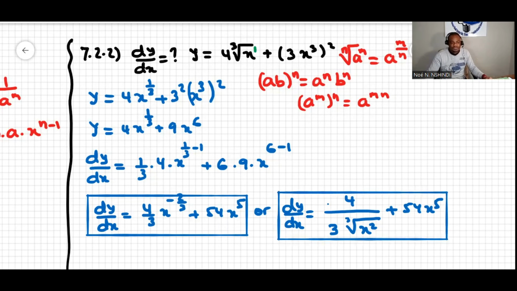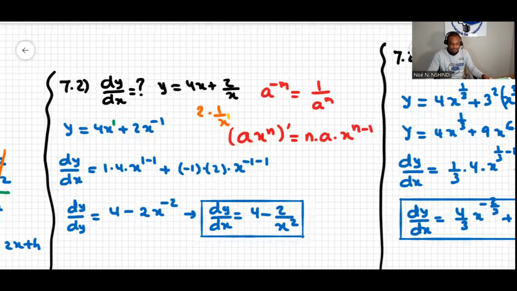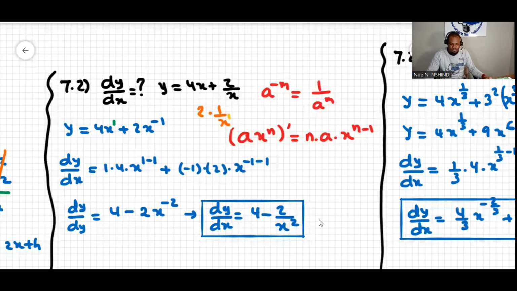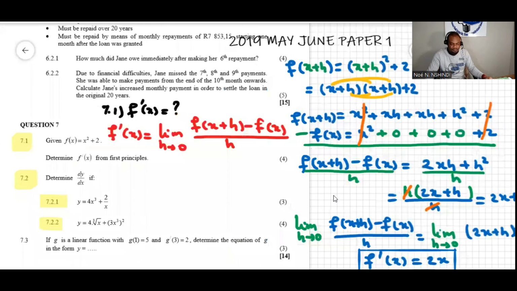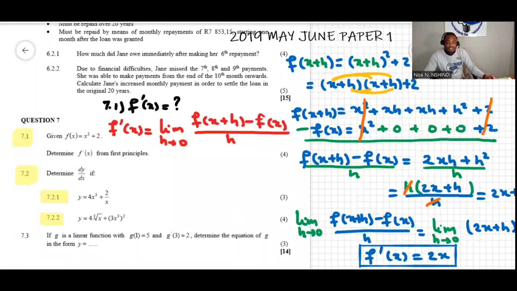Okay. And then the following question is question 7.3. Let's see what the question says. Well, we have another question here, question 7.3. The question says that if g is a linear function with g of 1 equal 5 and g of 3 equal to 2, determine the equation of g in the form y equal to.